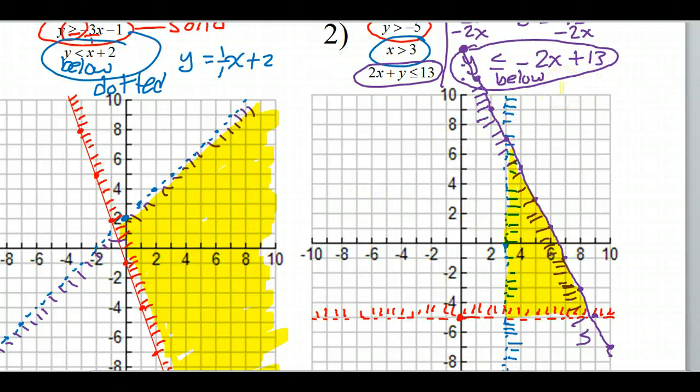Okay? Any questions? That's how you graph a system of inequalities. Now I'm going to give you some practice for you guys to do.